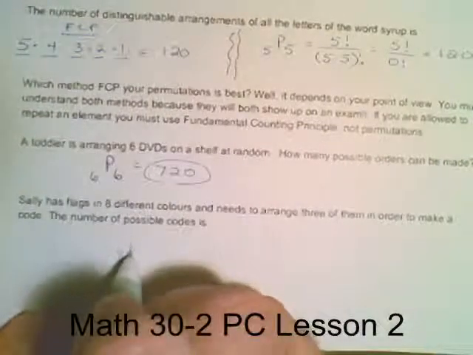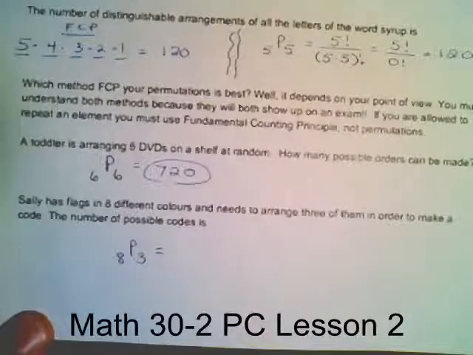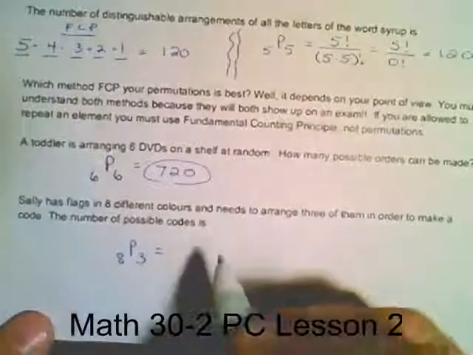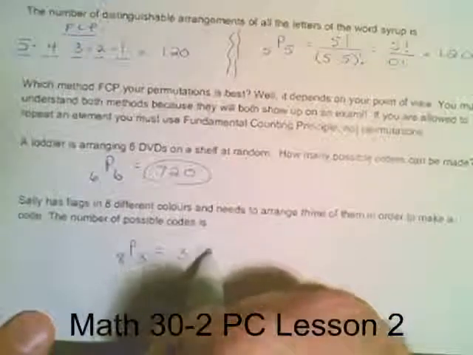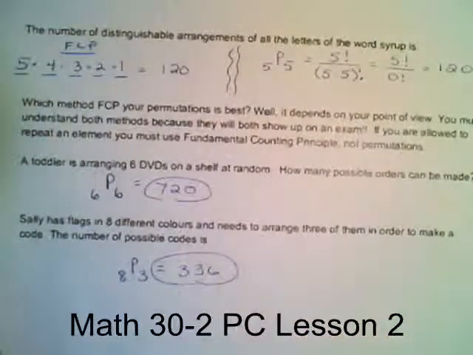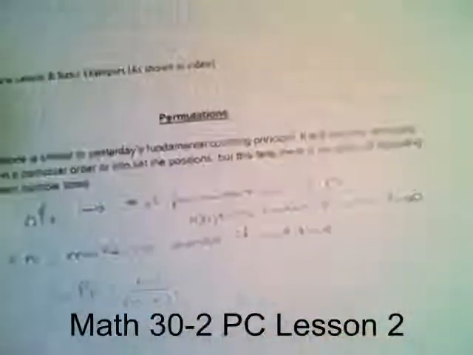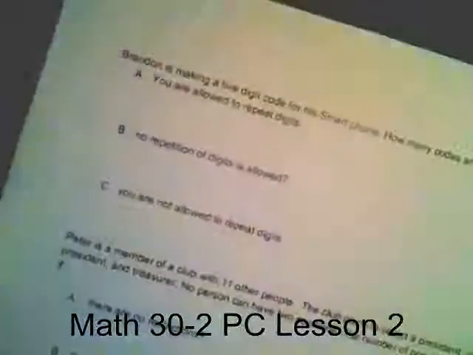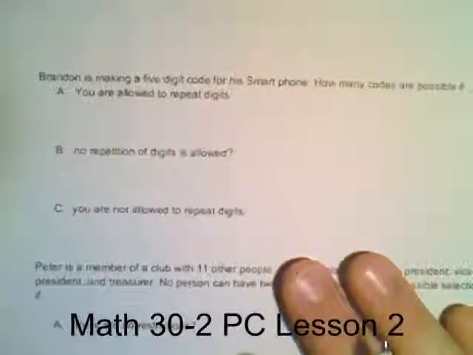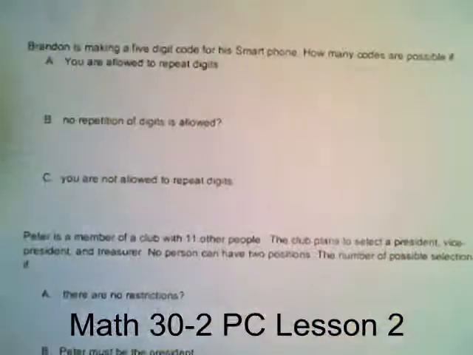Sally has flags of 8 different colors, and she needs to arrange them in order to make a code. So we've got 8 flags to pick from, and we've got to pick 3 of them. So I go 8 pick 3. Going into my calculator, I get 336. So there are 336 codes that Sally can make with these 8 flags. They're all different colors. And we end up with a whole variety of these things.